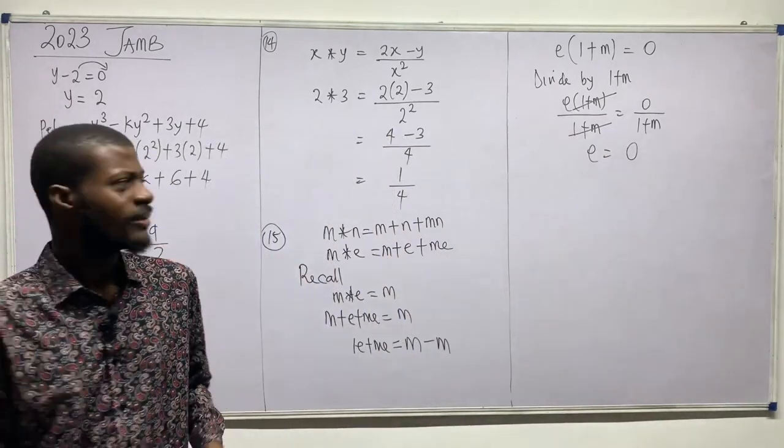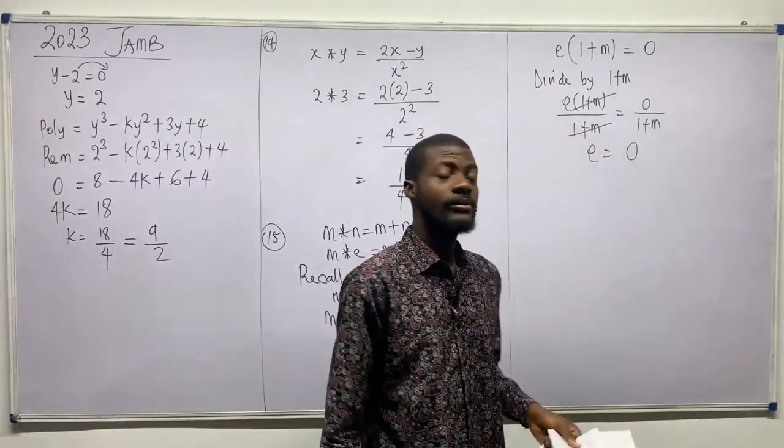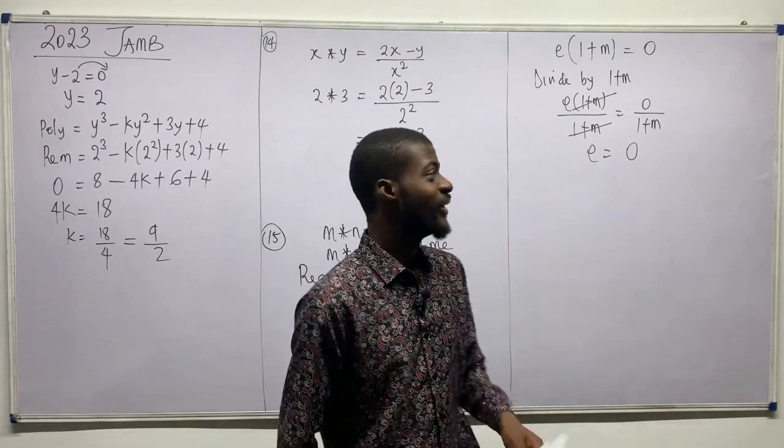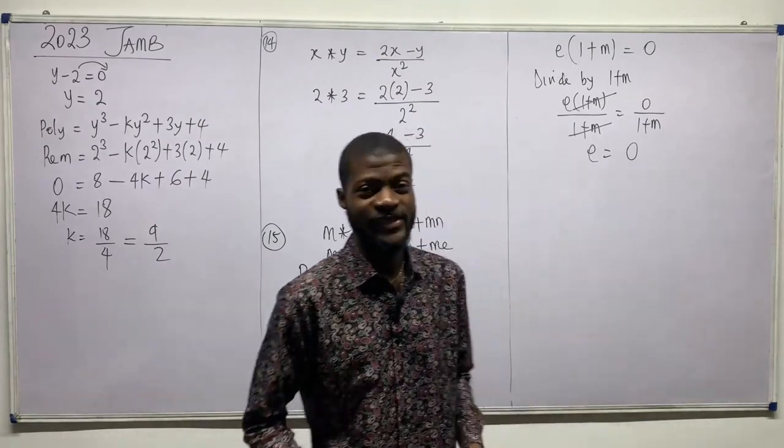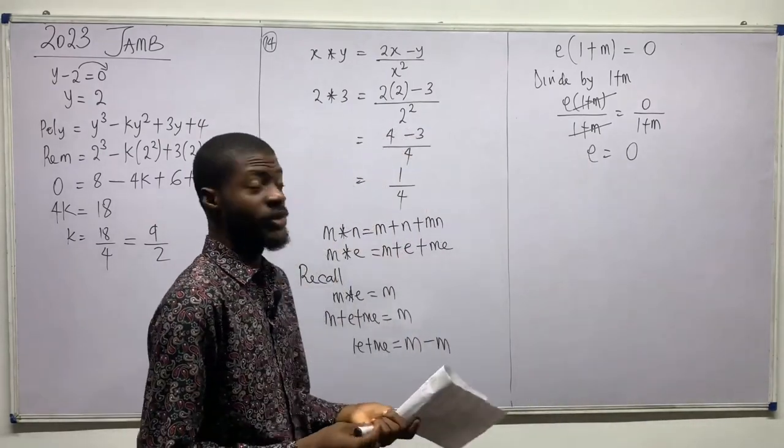Sorry, what did I say? I said if you divide anything by 0. Sorry. 0 divided by anything is 0. Don't mind me. Sorry. Question 16.